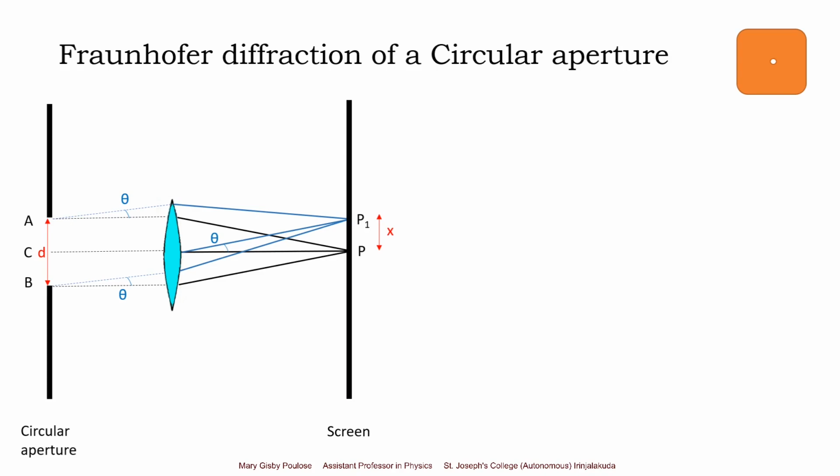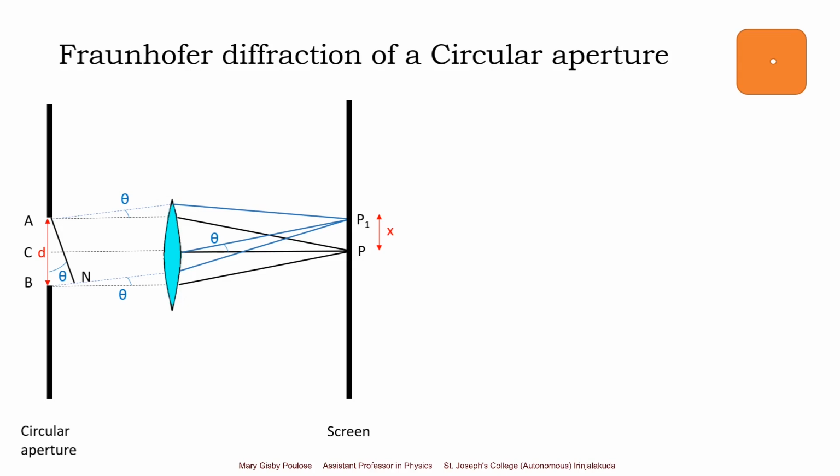The distance between the central bright spot P and P1 is defined as x, and P1 may be a point of minima or maxima depending upon the path difference between the rays reaching P1. To find that, we draw a normal between these two rays. Drawing a normal as such, we define the path difference as small d sine theta, where the angle between the circular aperture and the normal will again be theta.